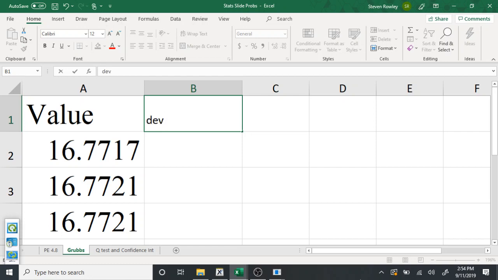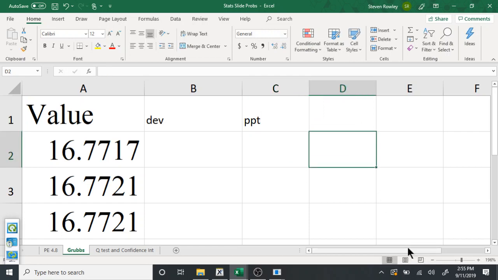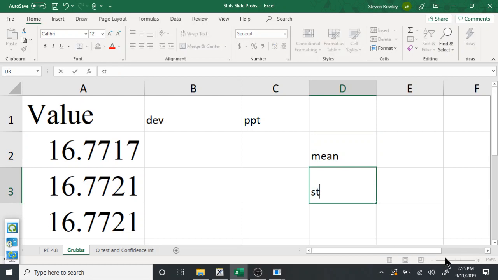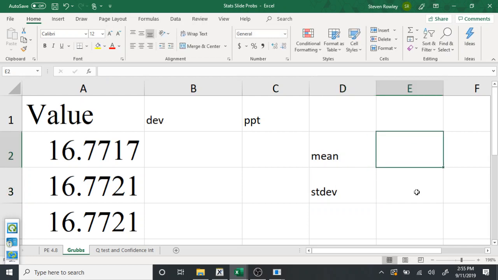And then the next column over, I'm going to put parts per thousand. And then over here, I'm going to type, all right, what's the mean? Below it, what's the standard deviation? Okay, so let's start by calculating the mean because we need that for the deviation.